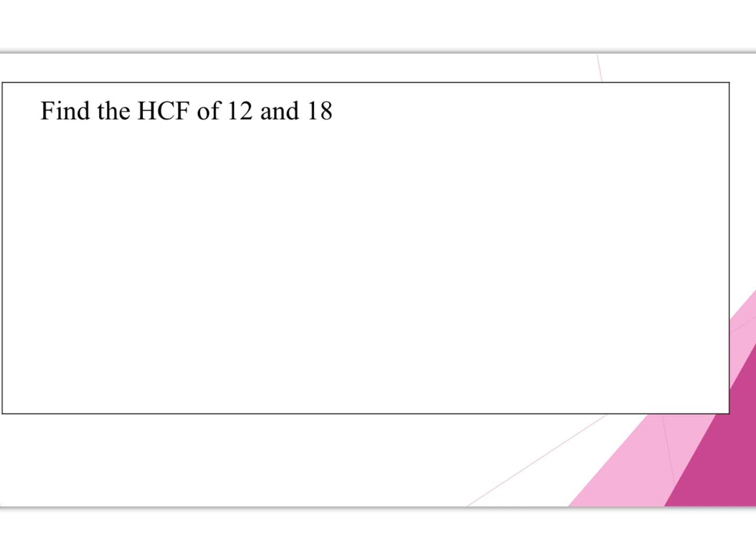So let's start by writing out the factors of 12 and 18. Again, using factor pairs will help us find them all. So 12 is 1 and 12, 2 and 6, and 3 and 4. So 3 times 4 is 12. Let's do the same for 18. So we have 1 and 18, 2 and 9, and 3 and 6.